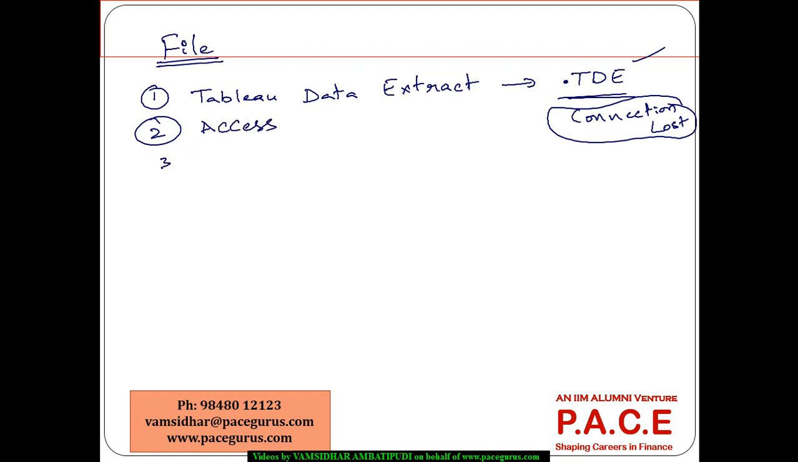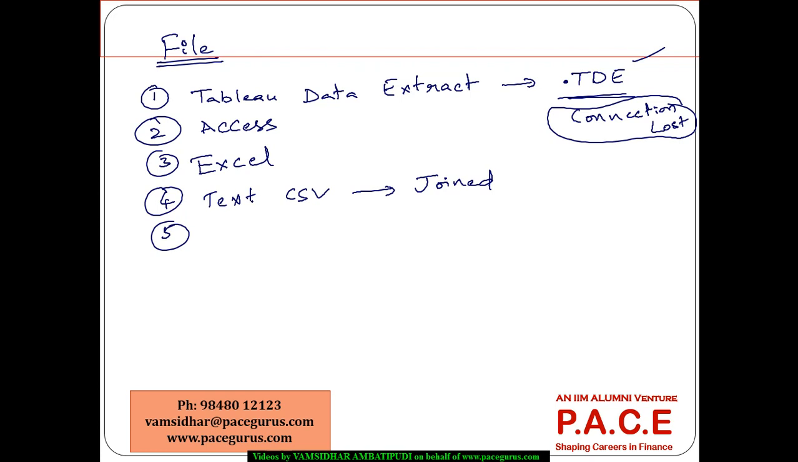You can also get access databases, or Excel files with XLS, XLSX, any kind of extension, or text files or CSV files. If I have three or four text files, they can even be joined. We'll talk about joins later, but text and CSV files can be imported.